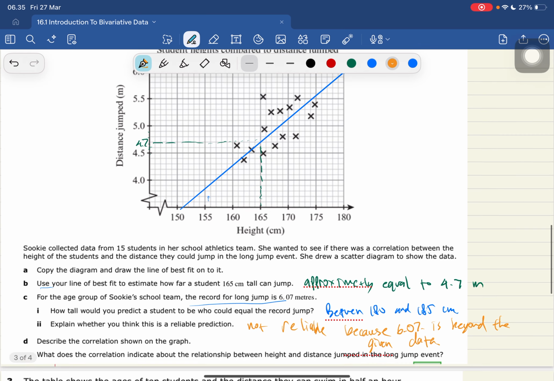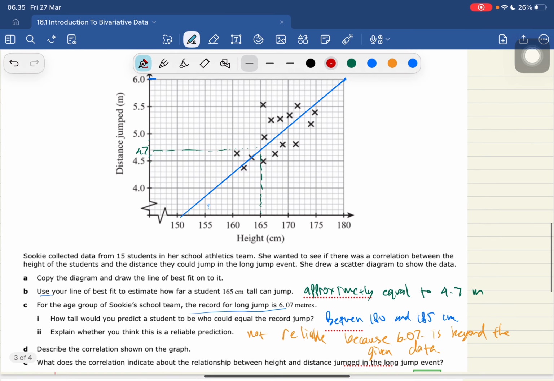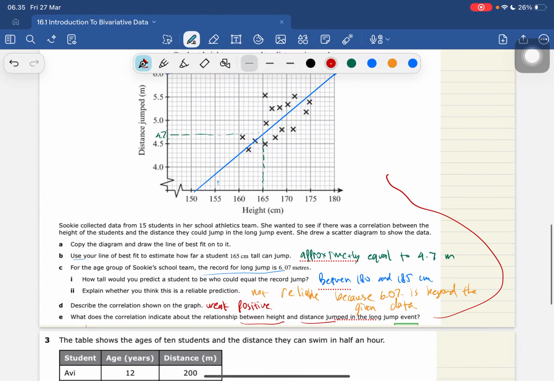Okay, D, let's look at it. They are going up, but they are not too close to each other. So the correlation is weak positive. So what does the correlation indicate about the relationship between height and the distance jumped in the long jump event? So let me write it here for E. The taller athlete can generally jump further.